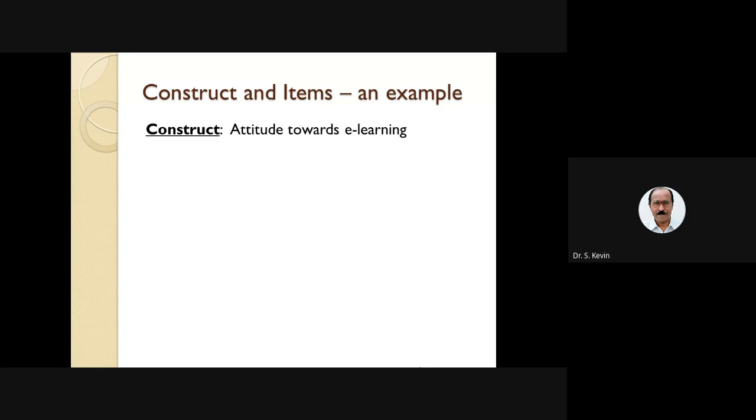But this attitude is hidden in the mind of the teacher or the student. So it is not visible. It is latent. It is hidden. And it is broad. The attitude relates to different aspects of e-learning. So this attitude towards e-learning is a broad dimension. Those different aspects of e-learning are the elements, which we are going to convert into different statements. And those statements will be known as items. For example, we'll take the items.